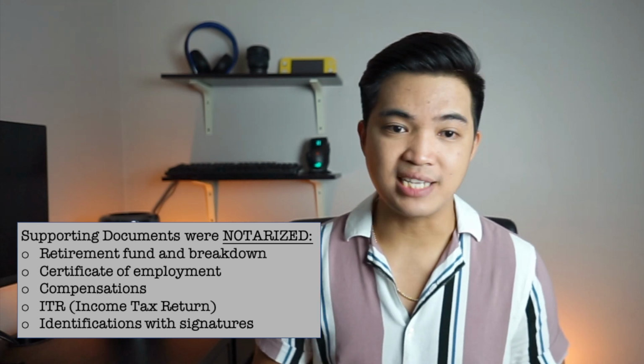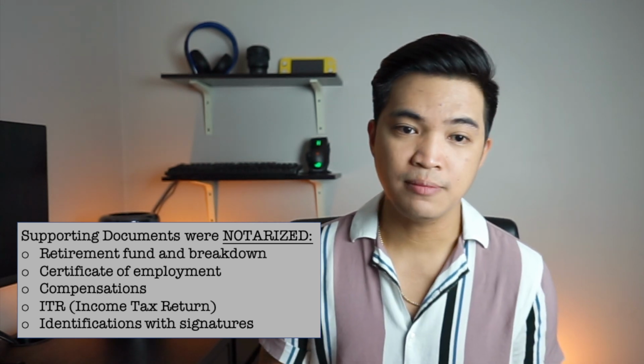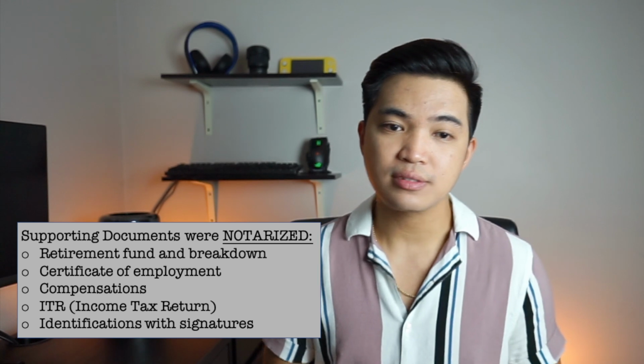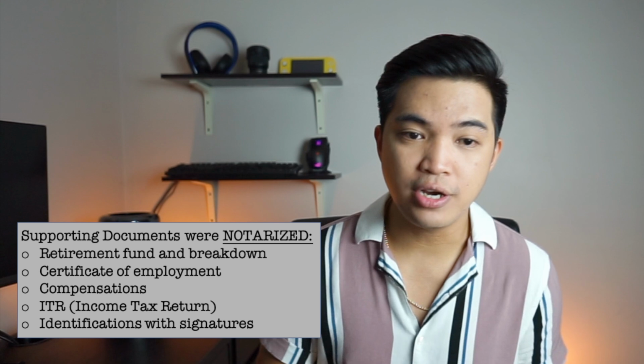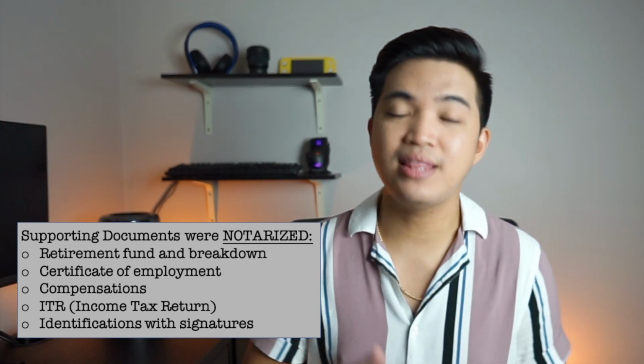So with the supporting documents, all of those documents were notarized, such as the retirement fund and breakdown, certificate of employment, compensation, the ITR or the income tax return, and identifications with signatures.